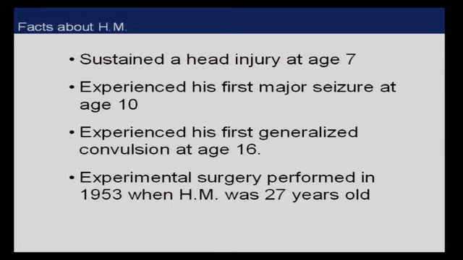Patient HM. When he was age 7, he sustained a head injury involving a bicycle. He experienced his first major seizure at age 10 and first generalized convulsion at age 16. And between the age of 16 and 27, his seizures got more and more frequent and more severe. This was the level of epilepsy and the level of seizures that he was having every day made him not be able to work. He couldn't hold a job. He couldn't go to school very well. This was a debilitating kind of epilepsy, and it was not treatable by any drugs that they had at the time. So because of that, he became eligible for surgery to try and alleviate his epilepsy.